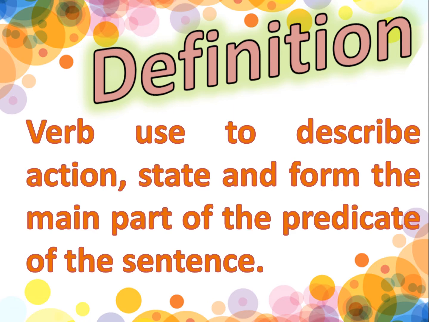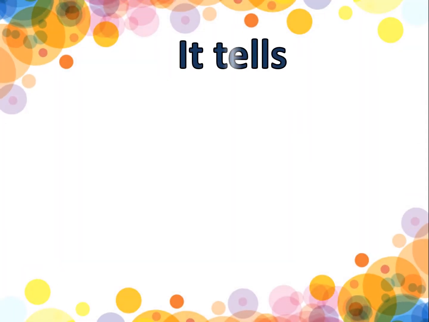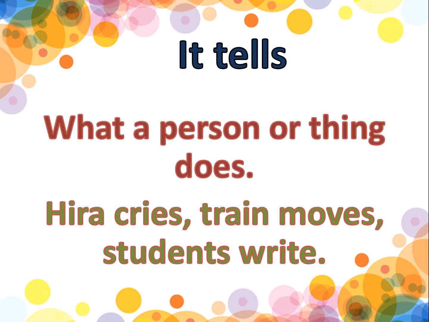Now, why do we use a verb? A verb is used to describe action. For example, cry, laugh, sit, stand, or state, nervous, shy, etc. It tells what a person or thing does. For example, Hira cries, the train moves, students write. It is telling what a person or thing does.